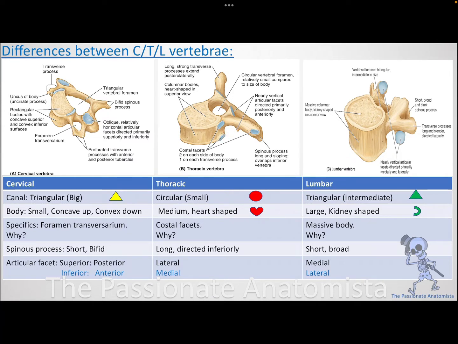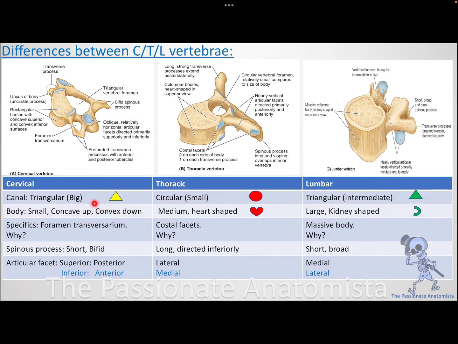How can we differentiate? First of all, if you look at them, of course, they're going to get bigger, right? So the bodies are going to get bigger. If you look at the body, it was small here, medium here, and large here. The shape of the body is going to be concave from above and convex from below. Here it's going to be heart shaped, and here it's going to be kidney shaped. And I made you some shapes to help you remember the shapes of the bodies.